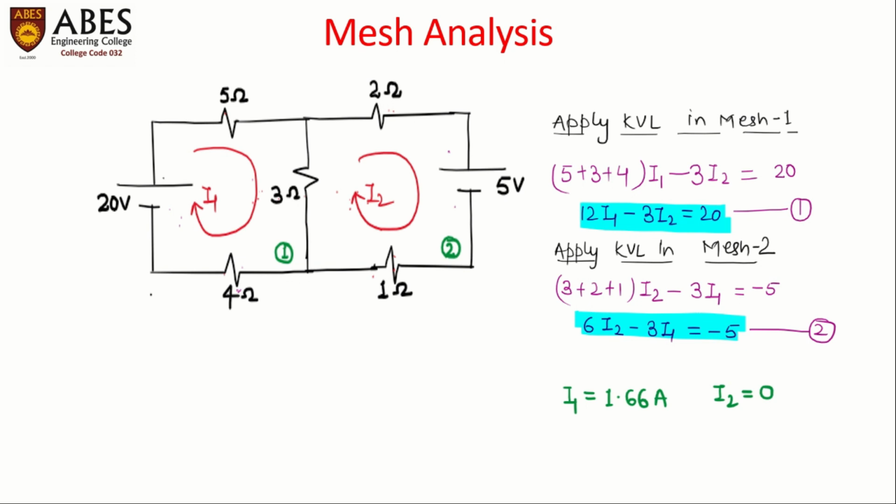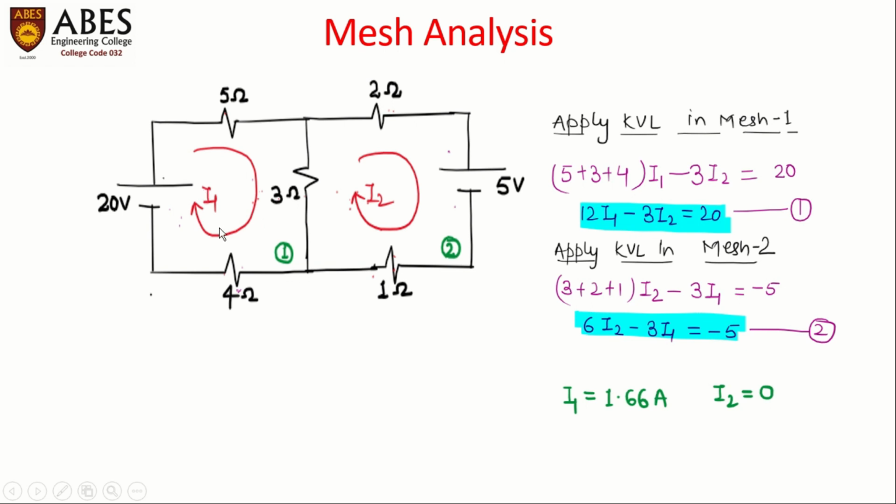Before applying mesh analysis method, firstly we have to find the number of meshes in this particular circuit. Now the smallest closed path of this circuit is 2. Now we have assigned mesh 1 and mesh 2 here. Now this circuit consists of 2 meshes, mesh 1 and mesh 2. Now we have to assign the current in these meshes.